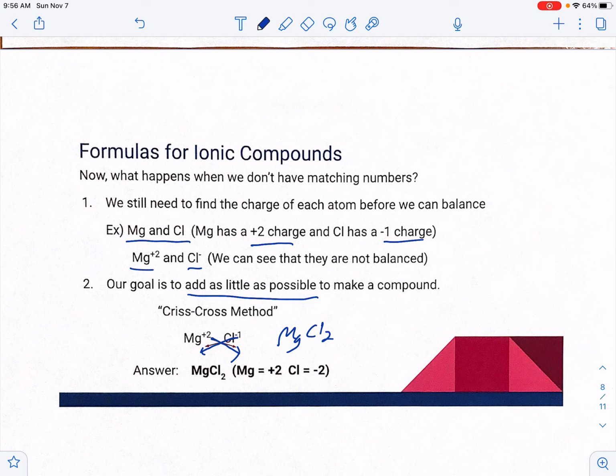So you always want to check yourself. Since magnesium has a charge of +2 and there's only 1 of them, my total positive charge would be +2. And chlorine has a charge of -1, and since there's 2 of them, I have a total charge of -2. So once these things equal, that means you're correct. That means it's done. So your correct answer would be MgCl2. So you are basically just balancing these out.